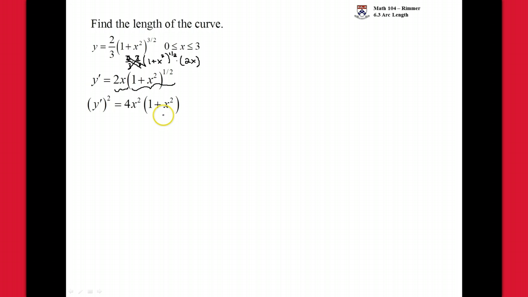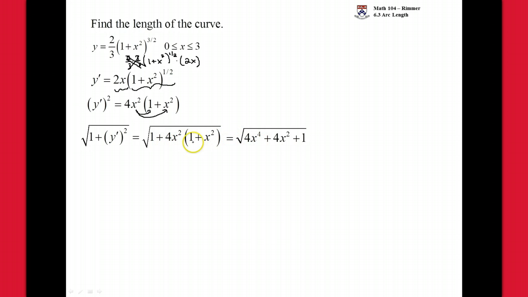Now, we want to add 1 to this. Let's go ahead and distribute this across. We're talking about 4x squared and 4x fourth. And we're going to add 1 to it. So we have 4x squared and 4x fourth. But we're going to write it in decreasing order like we like to see polynomials in.